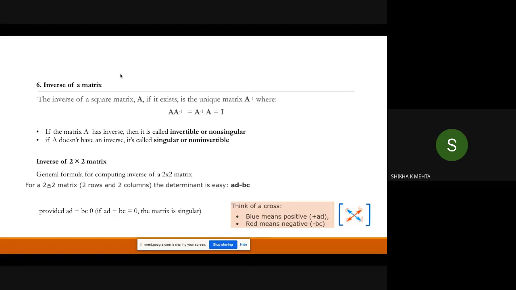The general formula for computing the inverse of a 2 by 2 matrix: how do we compute it? We compute AD, that means we multiply A with D, minus BC. If it is equal to 0, then the matrix is singular, otherwise it is non-singular.